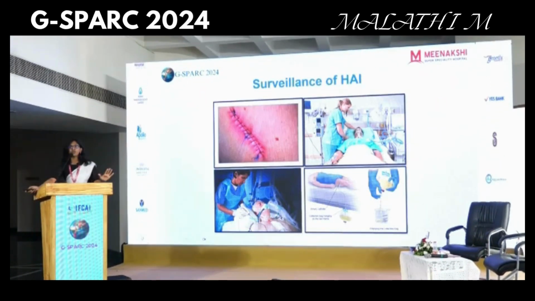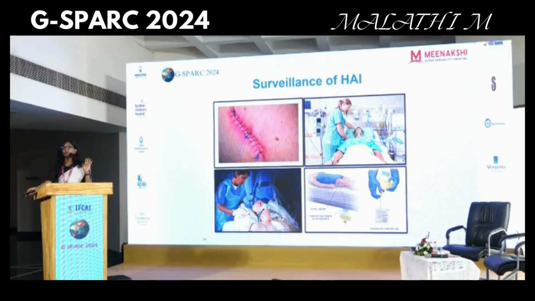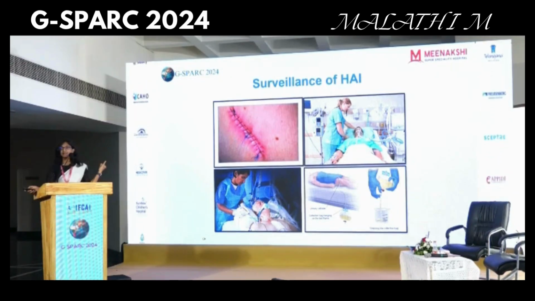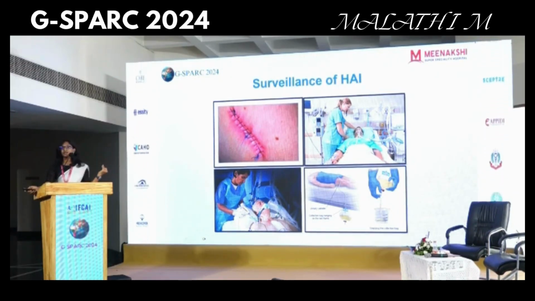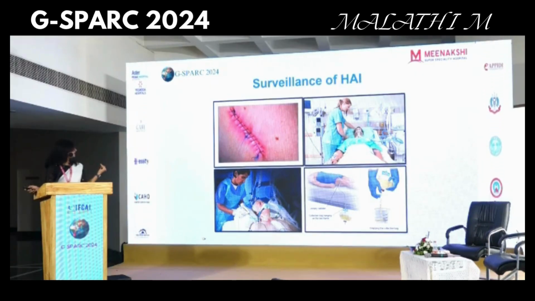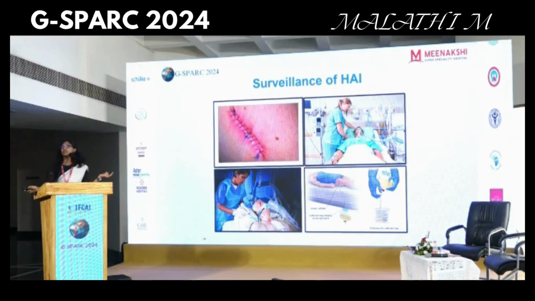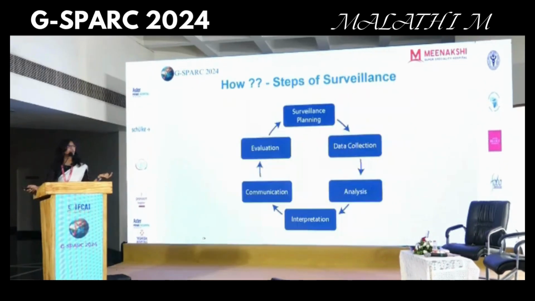So this is the source, and we target mostly four healthcare-associated infections in India. One is surgical site infections. Second is ventilator-associated events or pneumonia. Third is central line-associated bloodstream infections. Fourth is catheter-associated urinary tract infections.